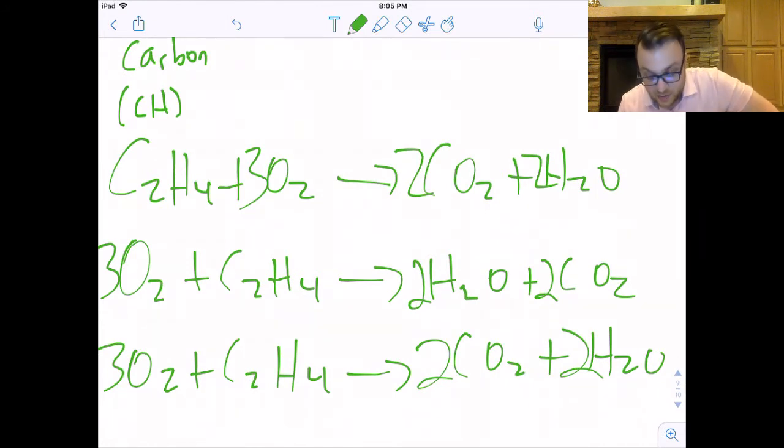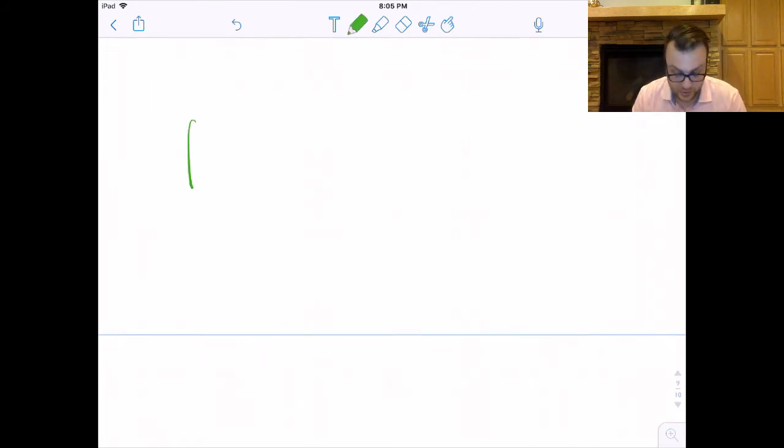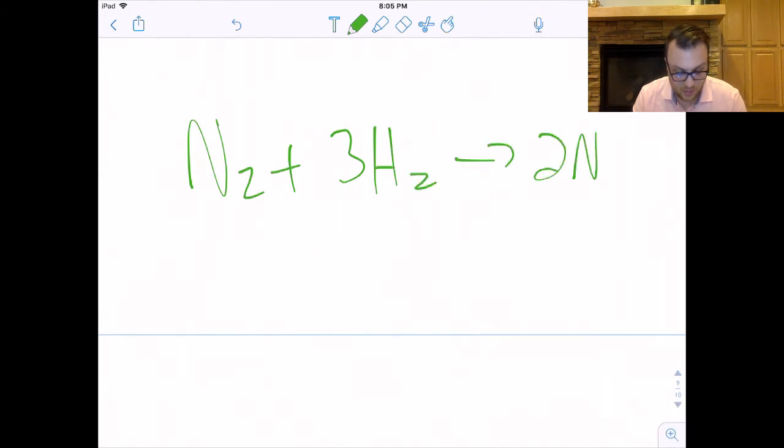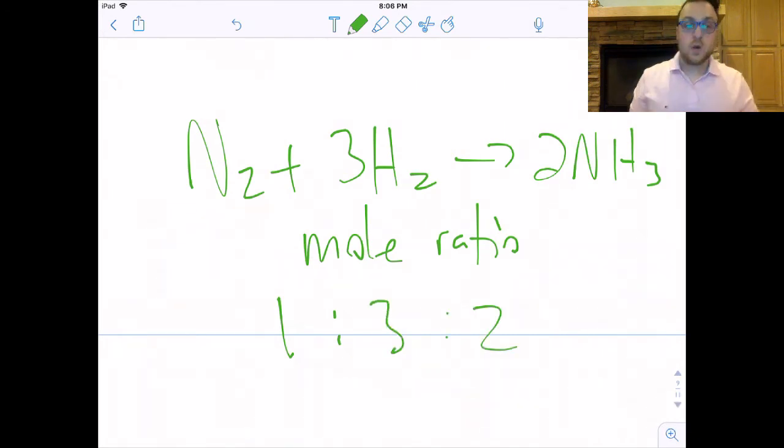All right, stoic. Stoic will not get any more complicated than what I'm about to show you. I'm going to do the lovely ammonia equation again. When you read this reaction, the mole ratios of these compounds are 1 to 3 to 2. For every 1 nitrogen, 3 hydrogens react and form 2 ammonias. That ratio will always stand true regardless of how it is changed and manipulated.